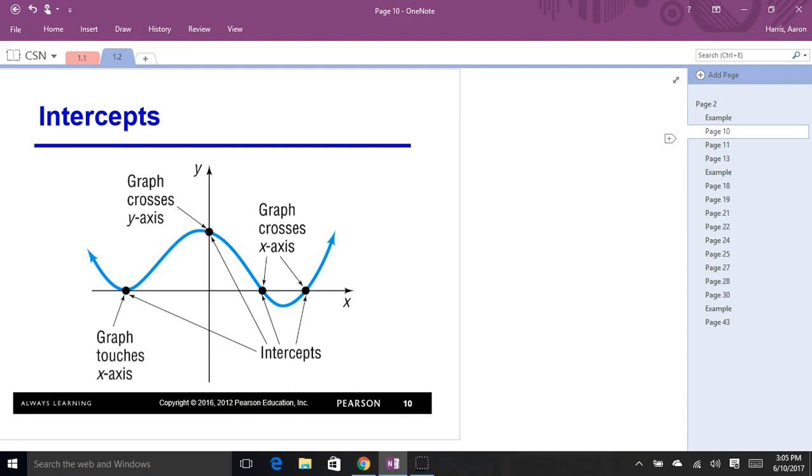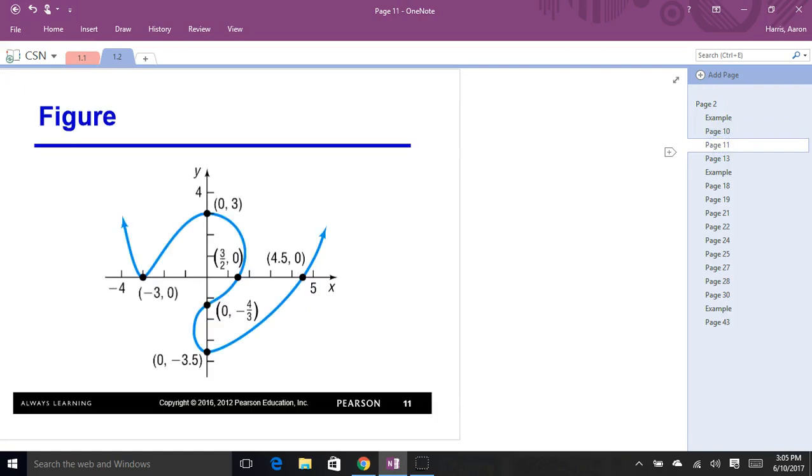Now let's talk about some intercepts. This here is showing your x-intercepts, here on your x-axis. Up here is your y-intercept. So here's an example of a graph with some x-intercepts. If they asked you what are your x-intercepts, you would name these points right there. And then if they asked you what's the y-intercepts, then you would name that one, and that one, right? Those 3.